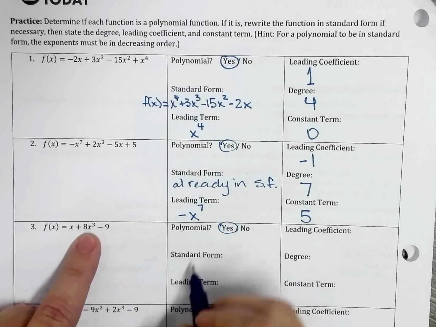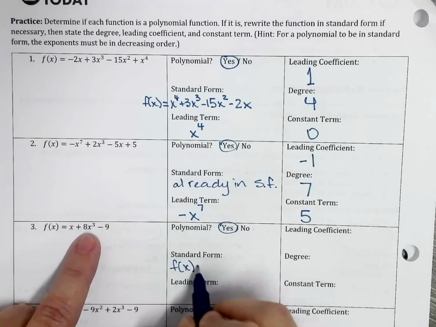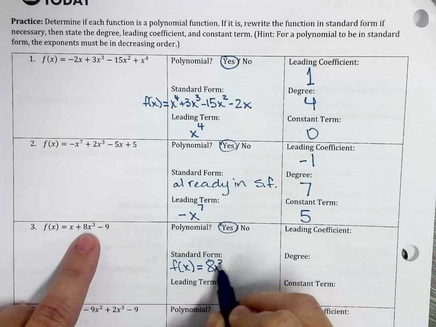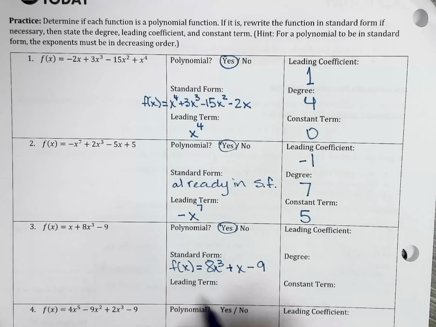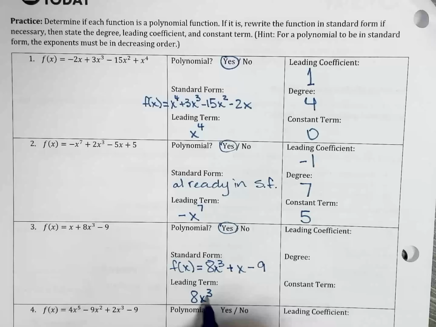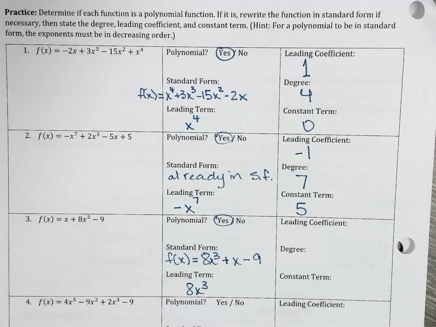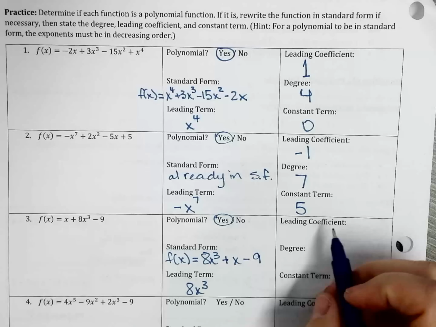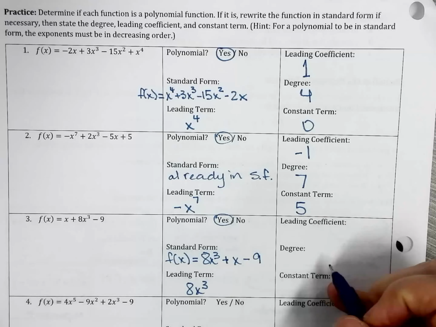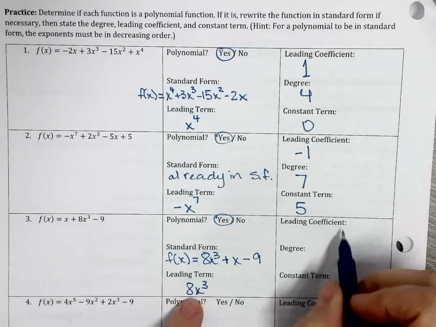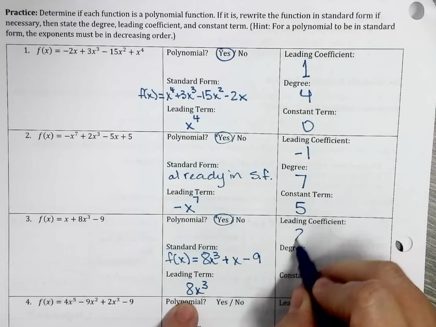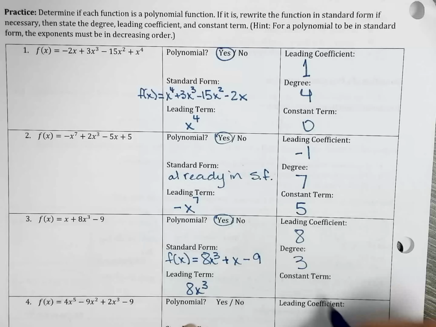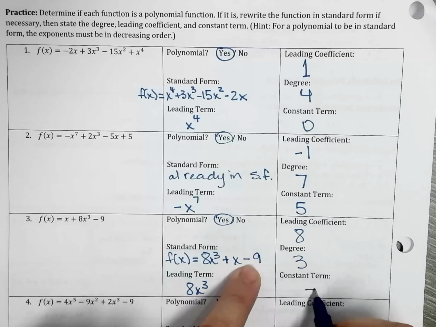Yes, it's a polynomial. We need to write this in standard form, highest to least degree. The leading term is the one with the highest degree, so 8x cubed. Leading coefficient is the number in front of the leading term, so 8. Degree, 3. Constant term, that one, negative 9.